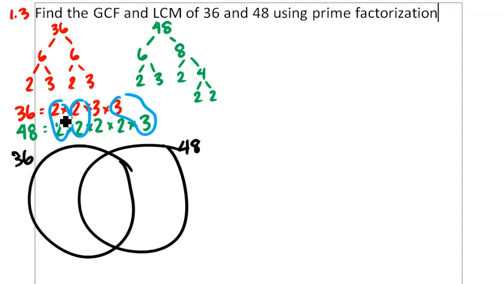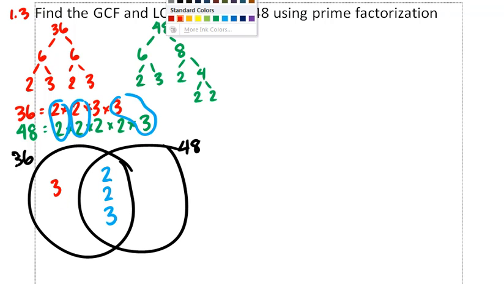So the factors of 36, which were red in this case, were 2, 2, and 3, and another 3. The common ones are the ones that are circled in blue, and that's the 2 and the 3. As you can see, there's one left over, so that one stays uncommon. The 48 still has two other factors that are not common, and those are the other two 2's.